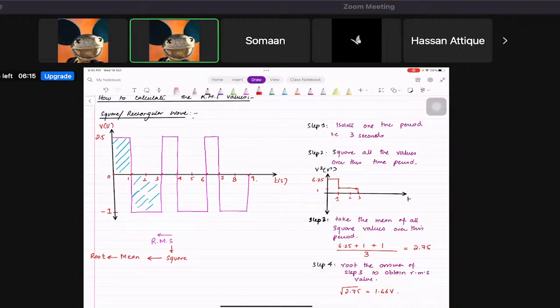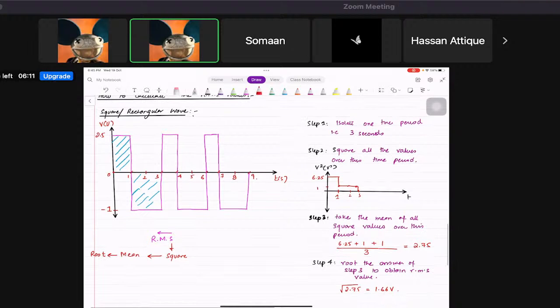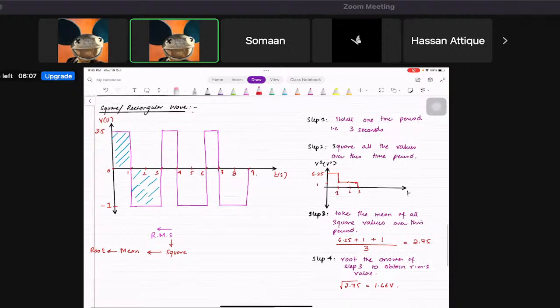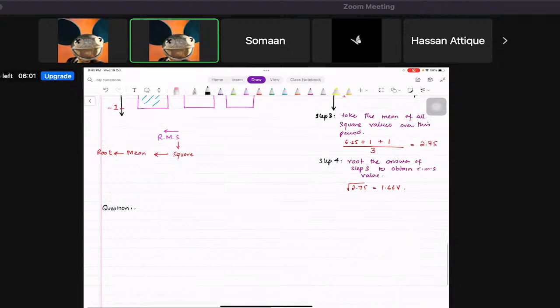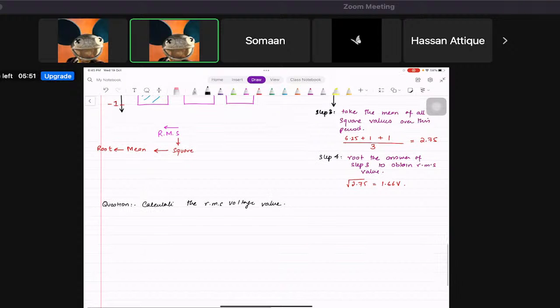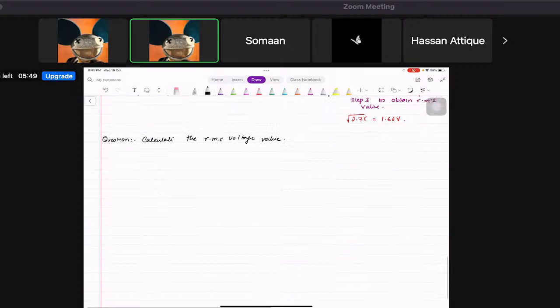I hope you guys will do it. Let's do a question then. So the question says calculate the root mean square voltage value. Okay. And now they've given you a pretty strange kind of graph.